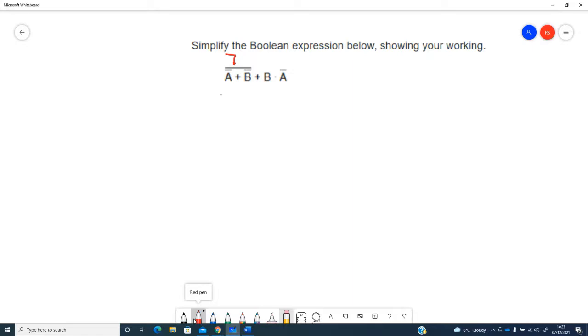So if we split the line and we change the sign, we end up with this expression, which all we've done, I've just written down the same expression, I've just split that line and changed the sign. So we've applied De Morgan, so that's the first thing we've done.